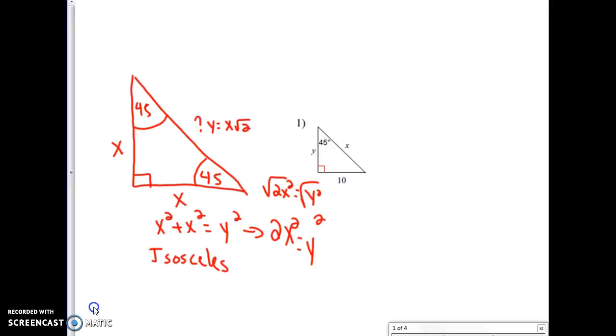Okay? So what does this mean? Well, if I'm looking at question 1, knowing that this is 45 degrees, I can say that this is going to be 45 degrees too, which means that both of these sides are going to have to be congruent. So I know y is 10. Now x, this side, the hypotenuse, is always going to be the short leg times radical 2. Well, do I know what the short leg is? It's 10. So x is 10 radical 2.